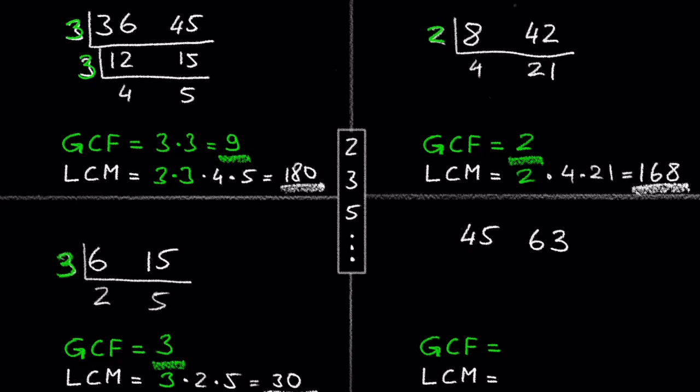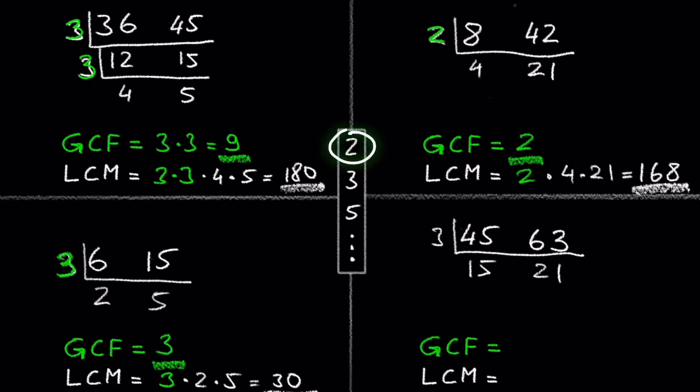Let's solve the last example and find the greatest common factor and the least common multiple between 45 and 63 with the ladder method. 45 is not divisible by 2, so let's try if it's divisible by 3. 45 divided by 3 is 15, and 63 divided by 3 is 21.